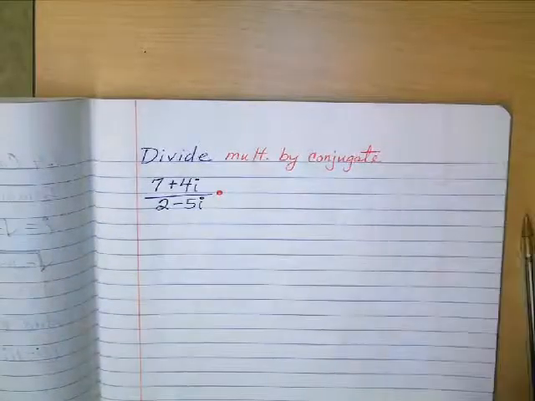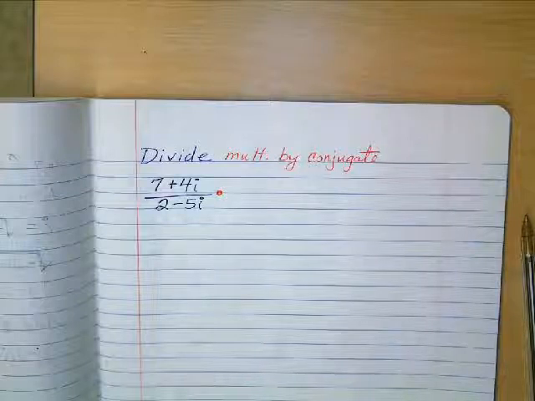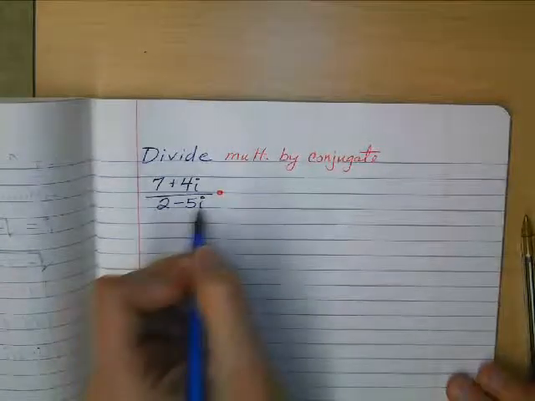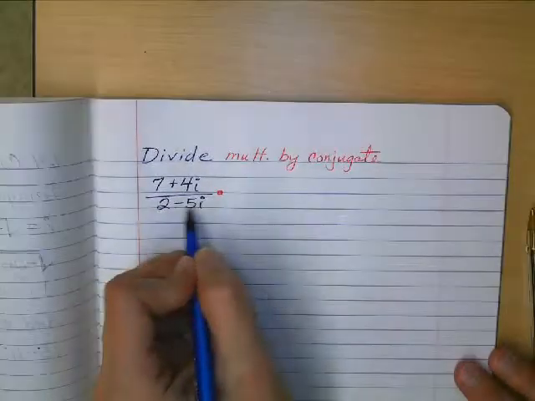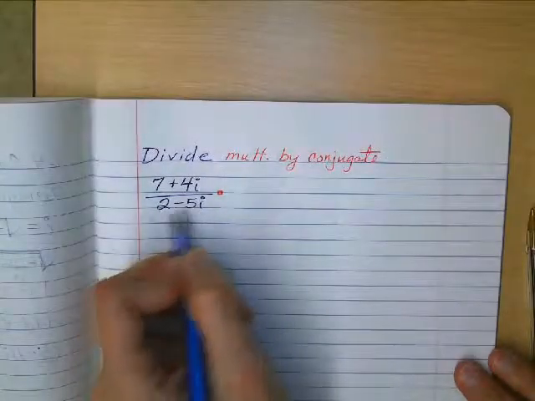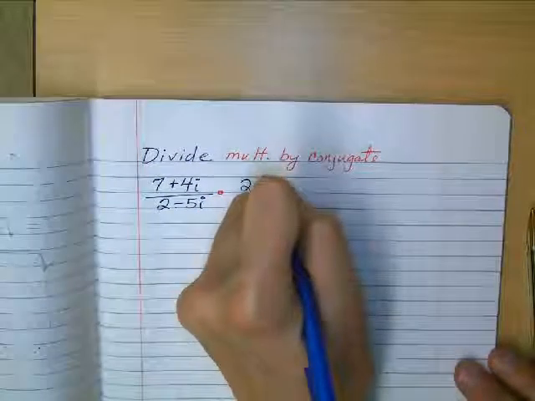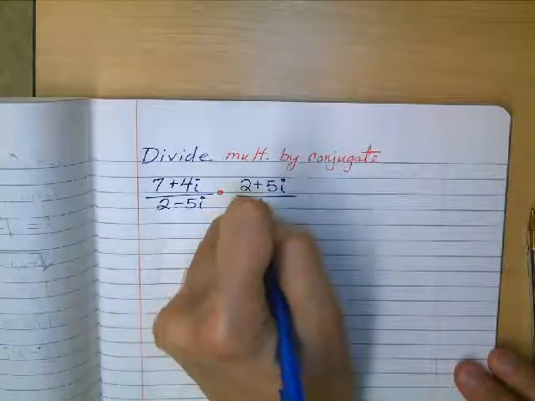You look at the bottom of the fraction to find the conjugate. A conjugate's like an opposite. So the bottom of this fraction says 2 minus 5i. What's the conjugate of that? 2 plus 5i. That's right. You multiply by a conjugate, 2 plus 5i.